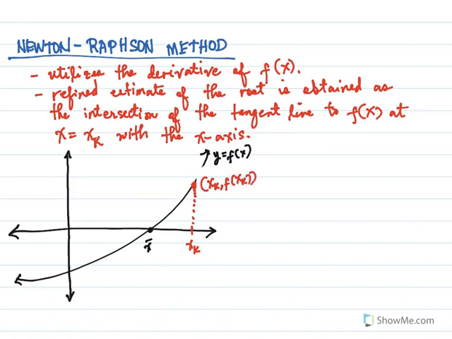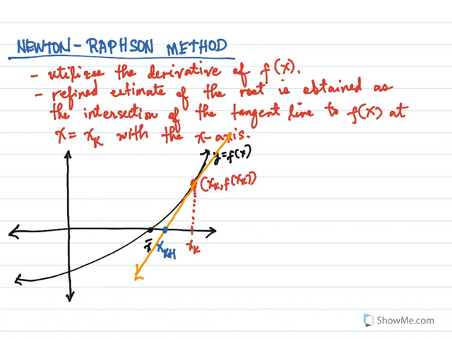So I can create a point on the graph, and then create a tangent line on that point and make it intersect with the x-axis. So the intersection of this tangent line with the x-axis gives my next refined estimate, x sub k plus 1. So that is how your Newton-Raphson method works.